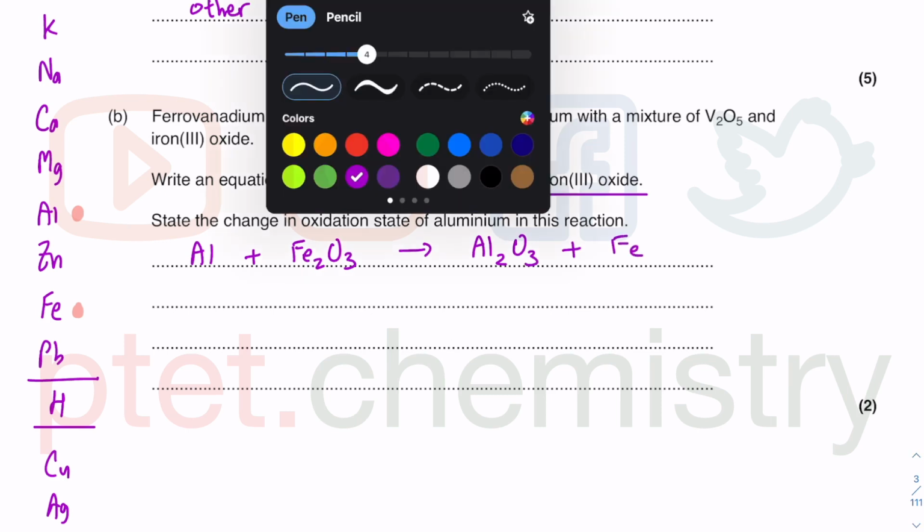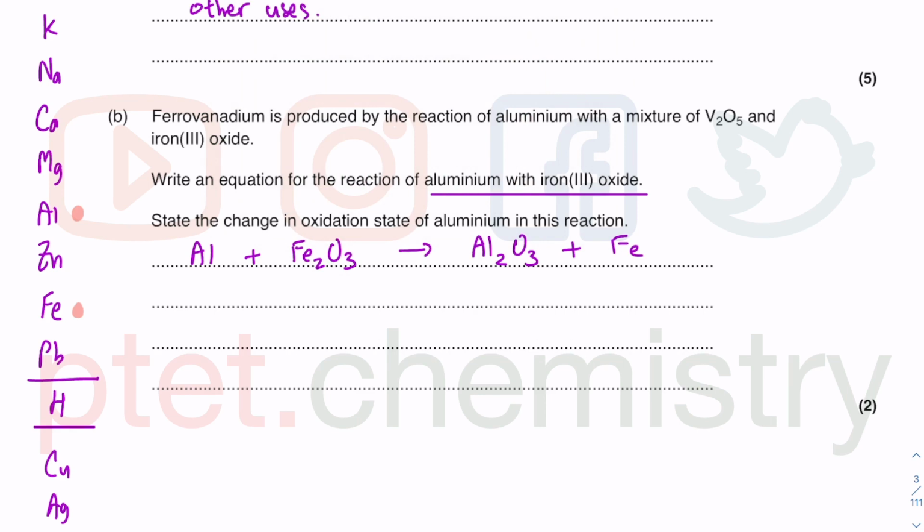Therefore, I need to balance my equation. So 2 aluminium atoms there. Therefore, I got 2 aluminium atoms on the left, 2 iron atoms on the left, so 2 iron atoms on the right. Writing equation, part 1 is done. State the change in oxidation number. Part 2 is not done yet.